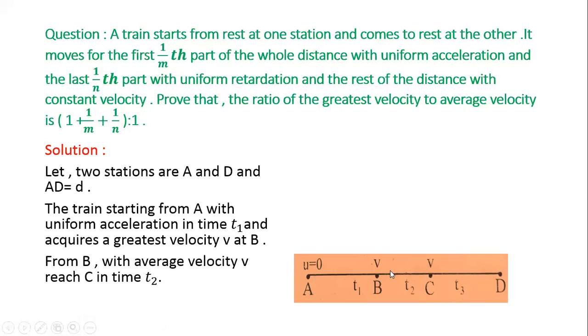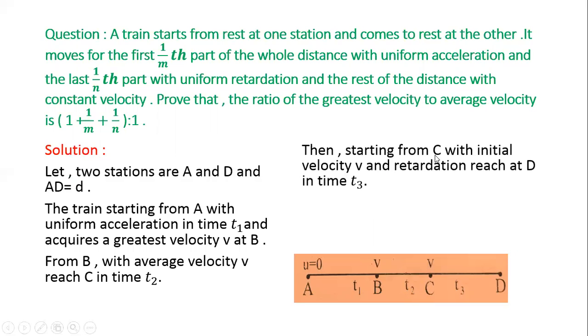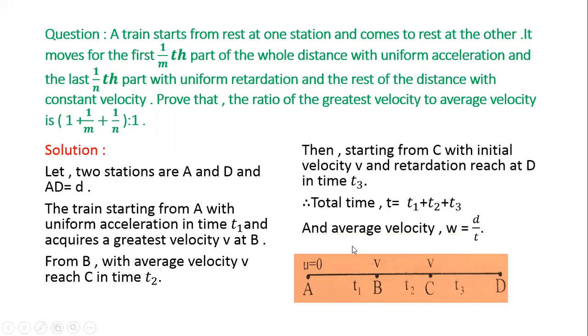From B with velocity v, it reaches the point C taking time t2. Then starting from C with initial velocity v and retardation, it reaches D taking time t3. Now total time t equal to t1 plus t2 plus t3. Here t1, t2 and t3. And average velocity W equal to d by t, where AD equal to d and total taken time small t.